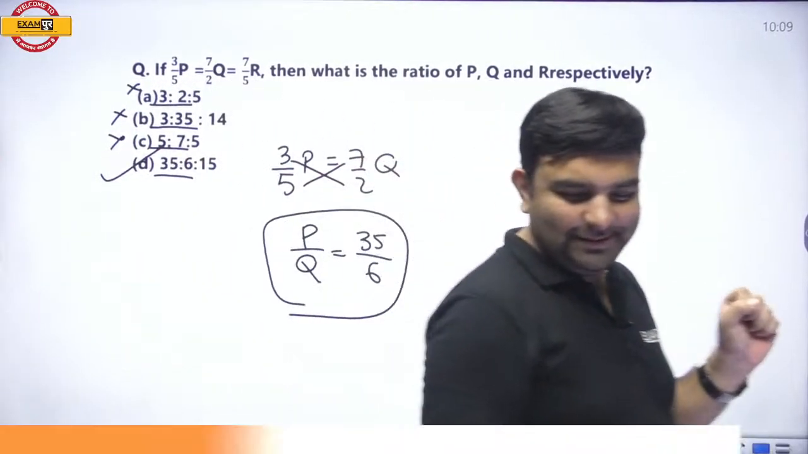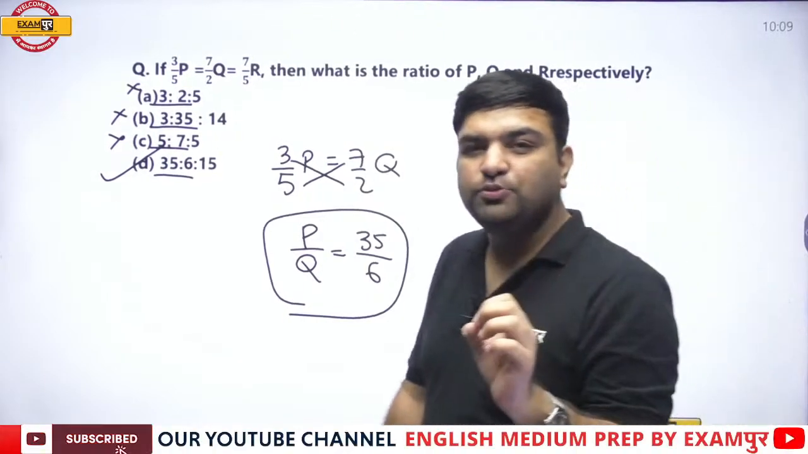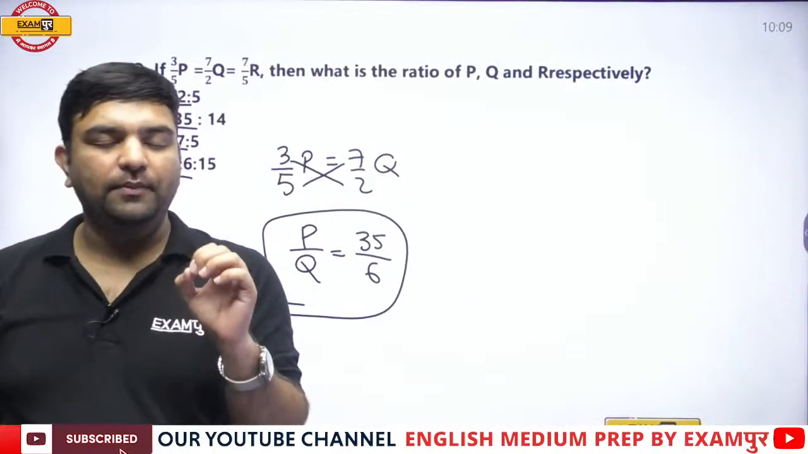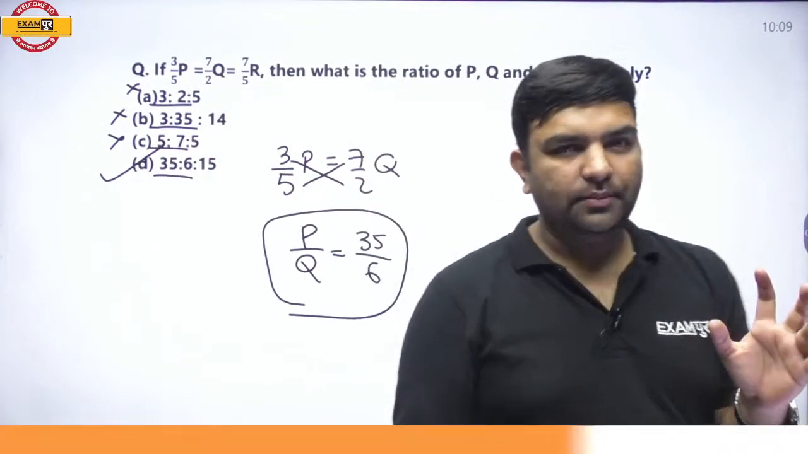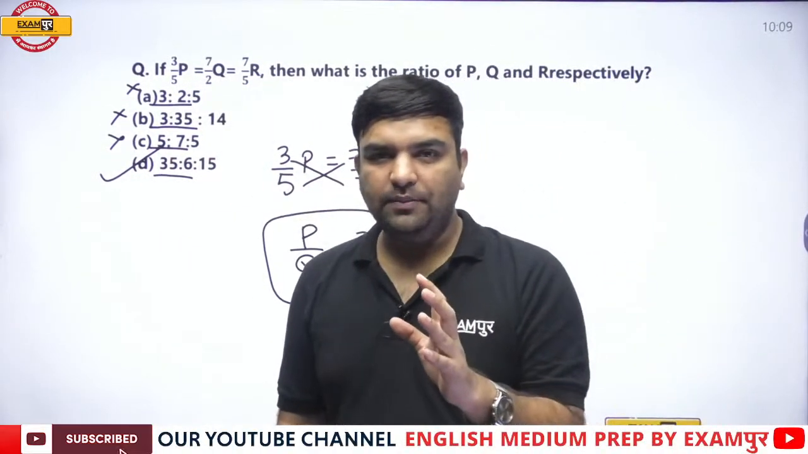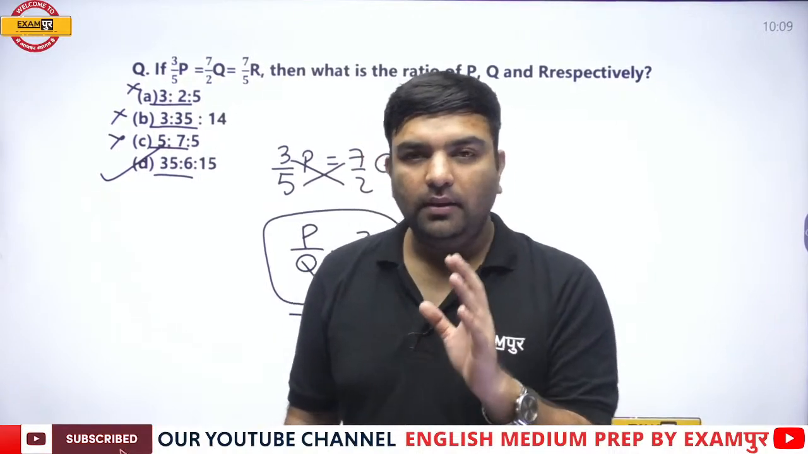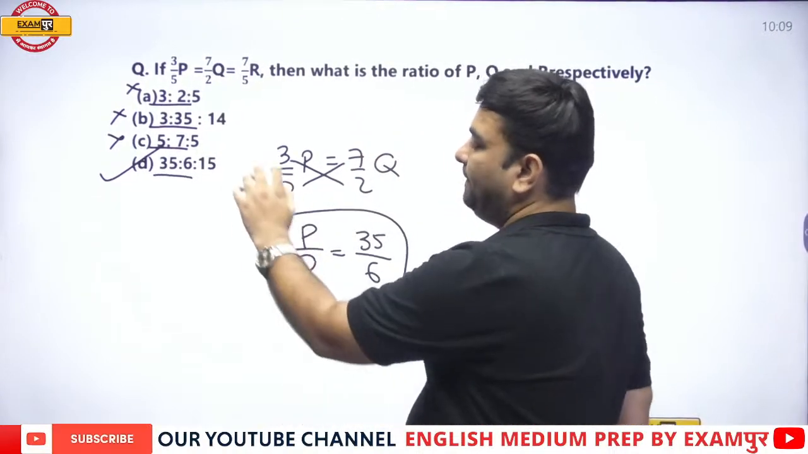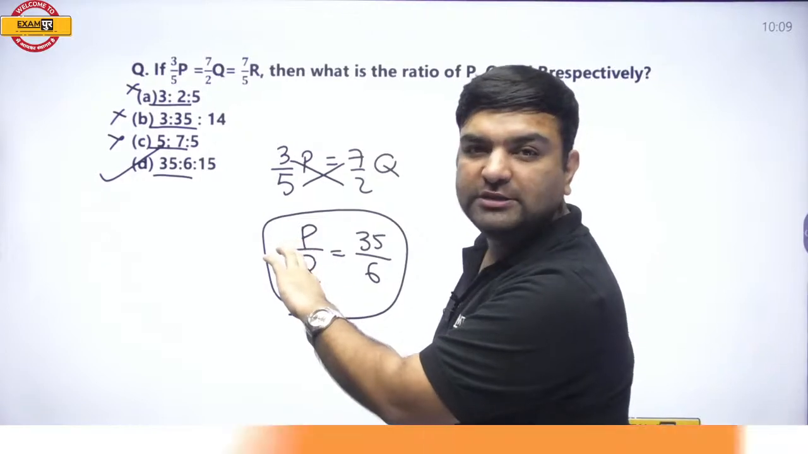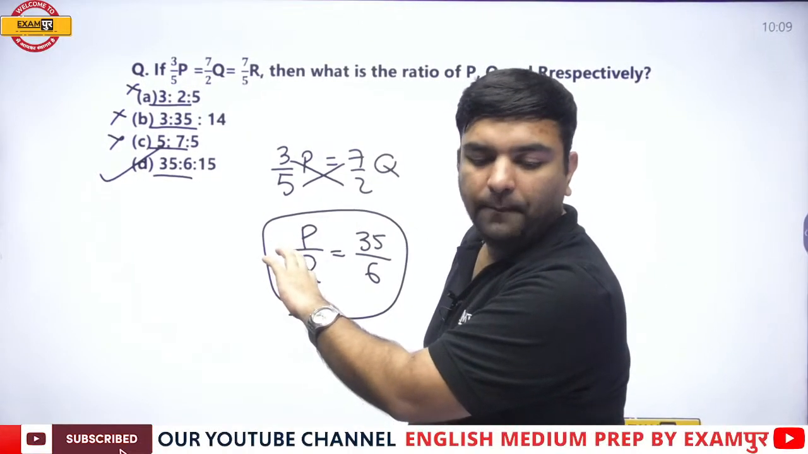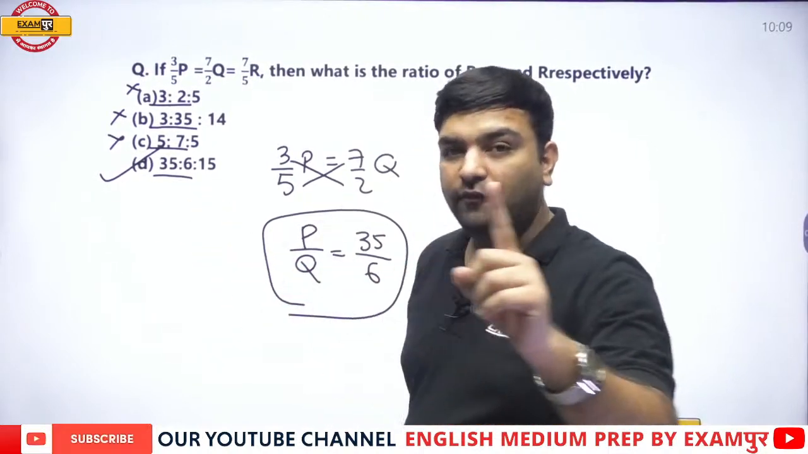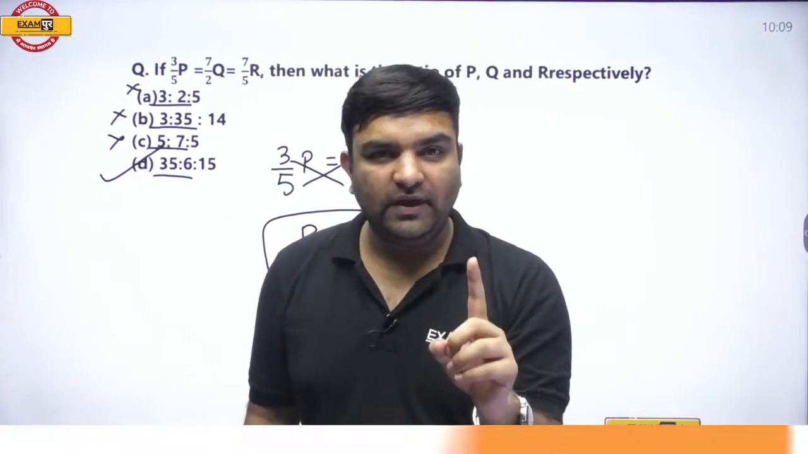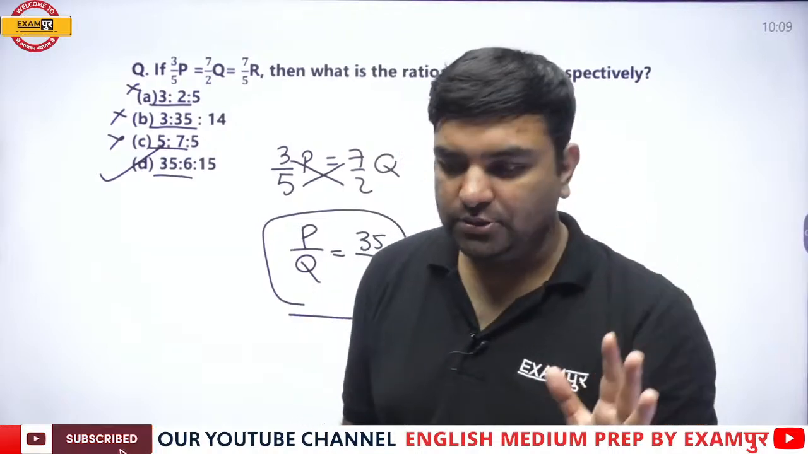Watch out. If the options are there, the question becomes very easy. We are appearing for an objective examination, and in it these kinds of questions will become very easy for us. Just check what the original P by Q ratio is. The original ratio is 35 to 6. Only one option maintains 35 to 6, so that is our answer.